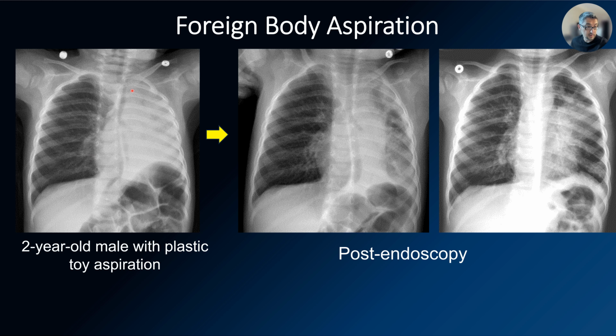This is another example of a 2-year-old with plastic toy aspiration to the left side, because it looks like the airway is completely obstructed and caused complete collapse of the left lung. And there's the cutoff of the airway, we can even see that. And after endoscopy, there is improvement, immediate improvement of the aeration of the left lung.